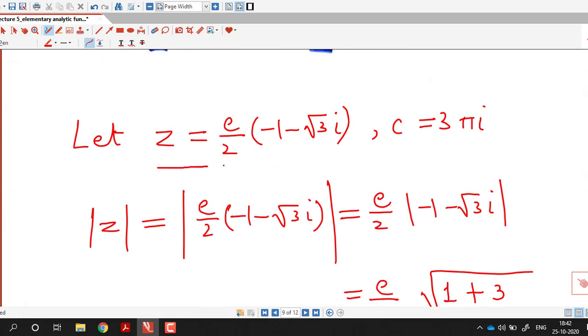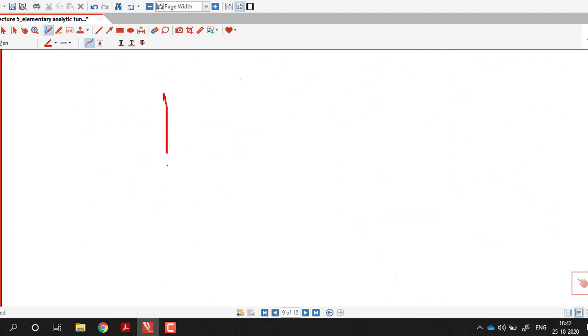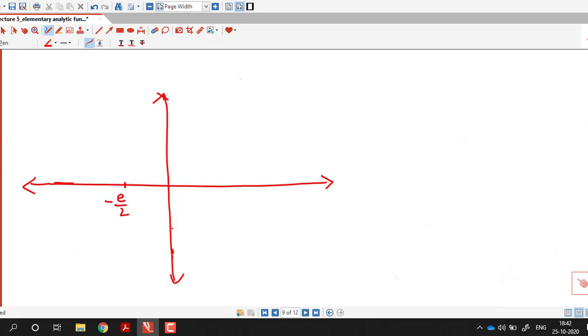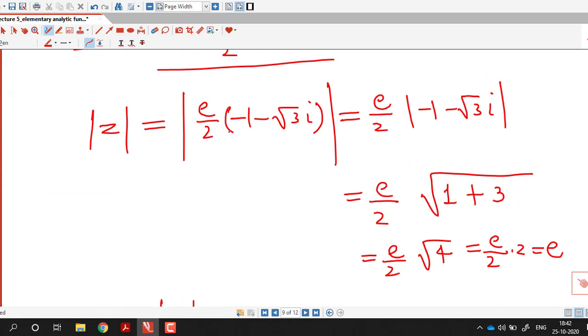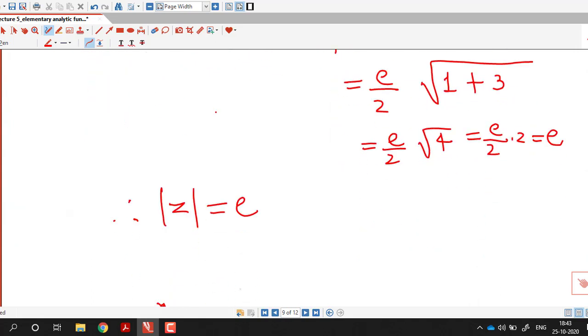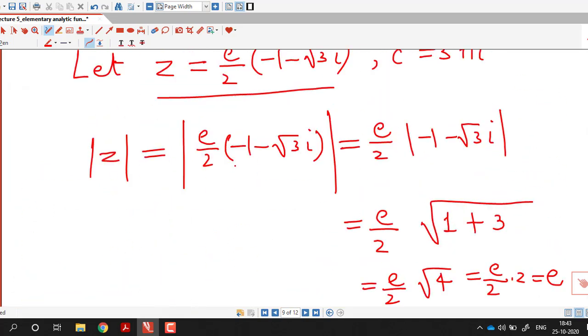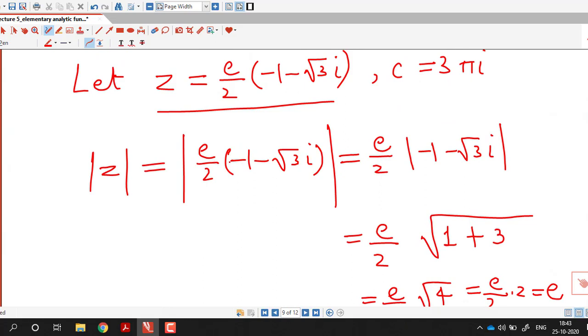Now we find the argument of z. We can see this complex number is in the third quadrant. For the argument we must have the location of our complex number in the xy plane. So suppose this is -e/2 and this is -root 3 i e/2. The real part of this complex number is -e/2, and the imaginary part is -root 3 e/2. Comparing with x plus iy, x is -e/2 and y is -root 3 times e/2.